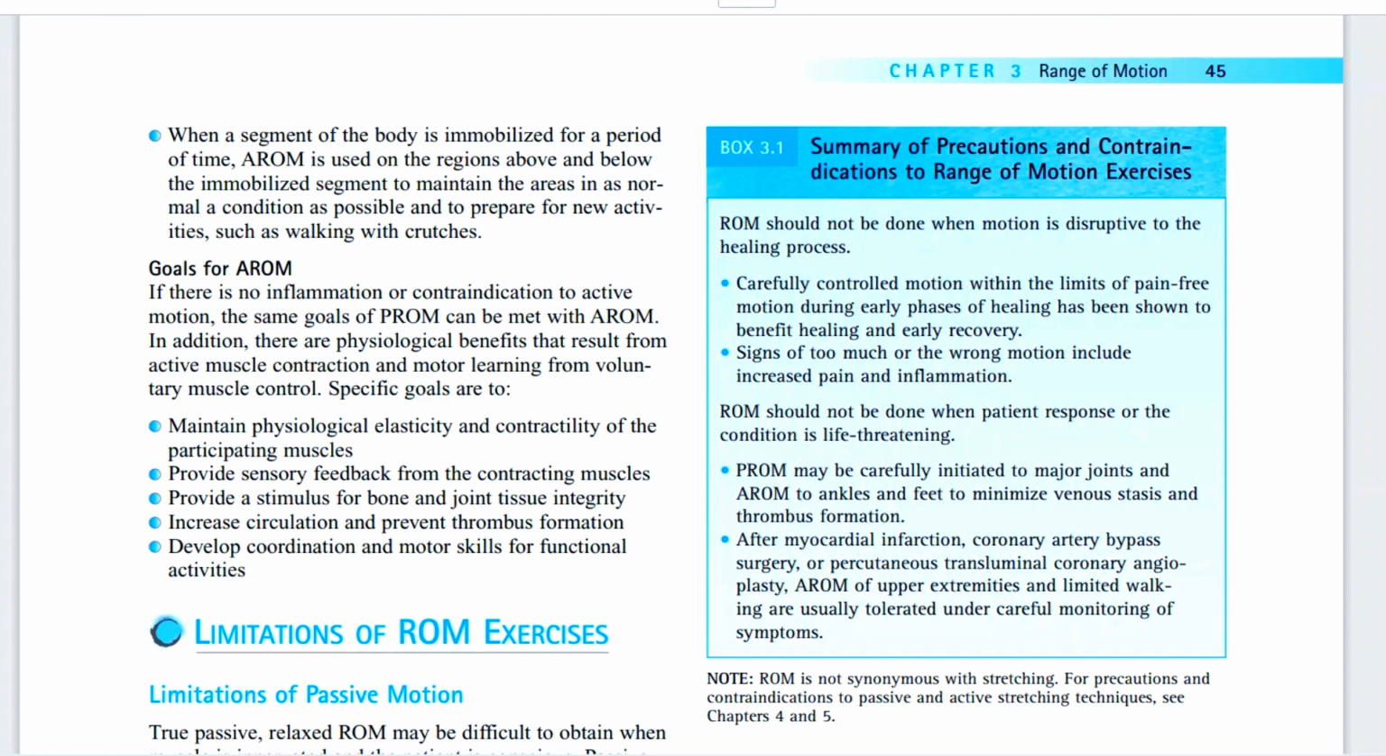After that, it develops coordination and motor skills for functional activities. Developing coordination and motor skills is very important, because active range of motion works on coordination. We have discussed the sensory feedback before. It is very important when you can activate any of the motor units. It can activate your central nervous system, it can activate your cerebellum, it can increase your motor skills, and it can increase functional activities. It is very helpful to achieve your ADLs, activities of daily living. So you have to work on these goals. These are the very important major goals of active range of motion.